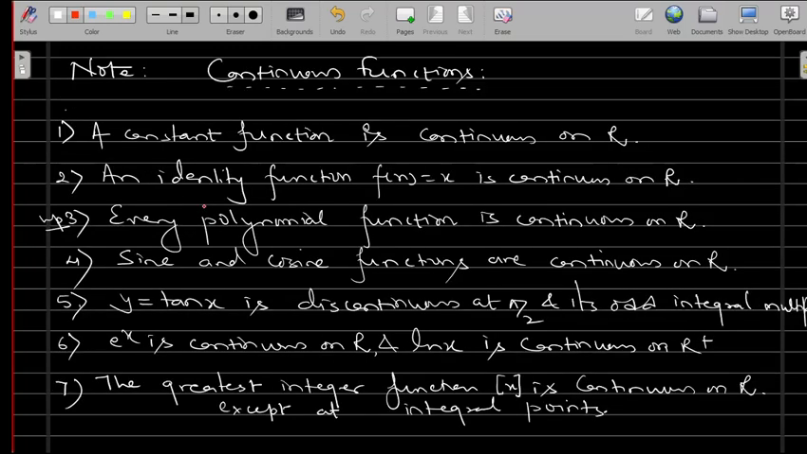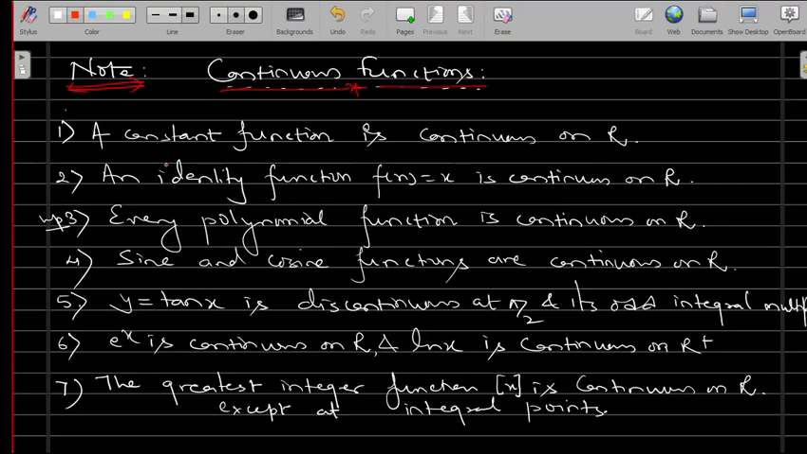Now we need some extra information about continuous functions. While verifying Rolle's theorem and Lagrange's mean value theorem, we have to test the continuity. To test the continuity, we should be aware of some information. If you are familiar with these conditions, then you can write directly at that point.